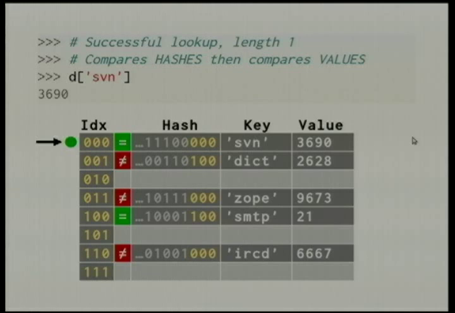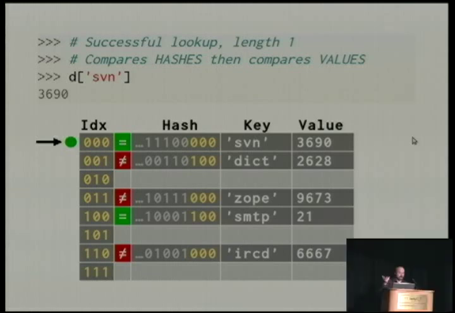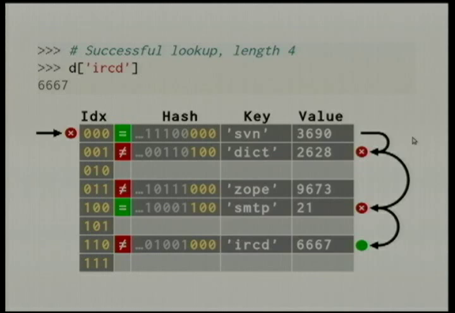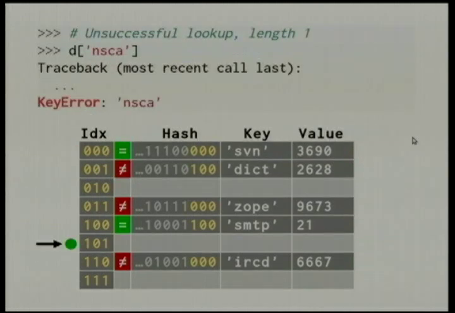So for instance, getting the dictionary we created a moment ago and looking at SVN, the end of its hash is 000, and SVN is indeed the key at that location, so we can return its value immediately. If we look up IRCD, when we find that it's not at location 000, we can't immediately raise a key error. We have to start jumping down its path to 001, 100, and 110 before we can decide whether it's really in the dictionary or not. So lookups become more expensive as well as inserts when a dictionary begins to experience collisions.